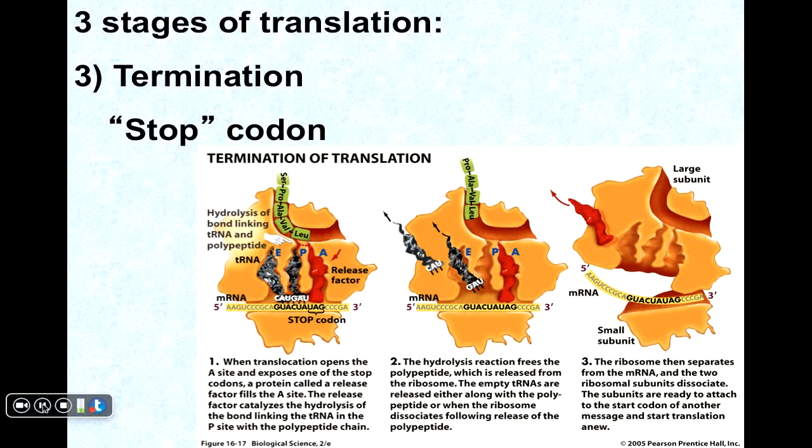Ultimately, that chain of amino acids is released, a fully formed protein eventually is produced, and the product of gene expression, namely the protein, is complete at this point. So that concludes our brief coverage of gene expression in living cells.